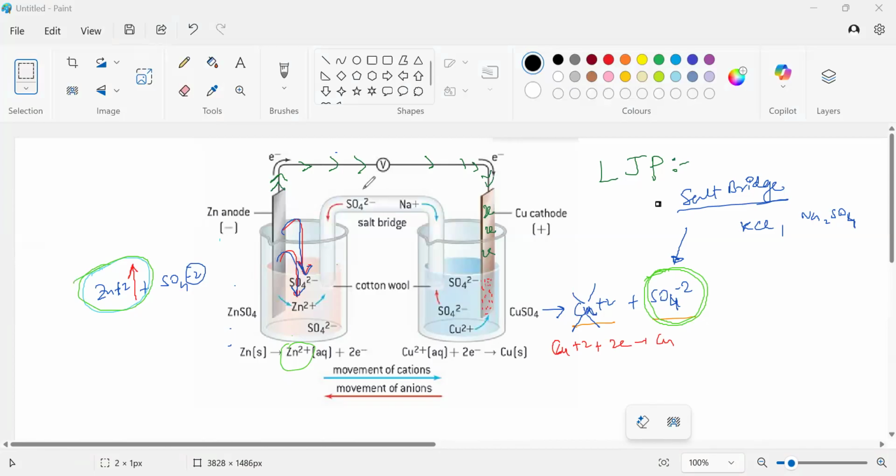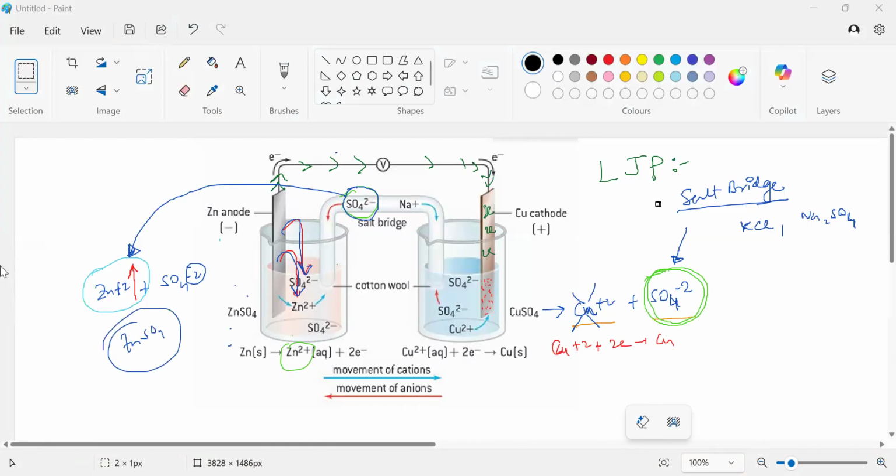So from this salt bridge, who will be getting attracted towards the anode? Sulfate ions will be attracted, and the sulfate ions will be neutralizing this zinc 2 plus. Sulfate ion neutralizes this zinc 2 plus to form ZnSO4.